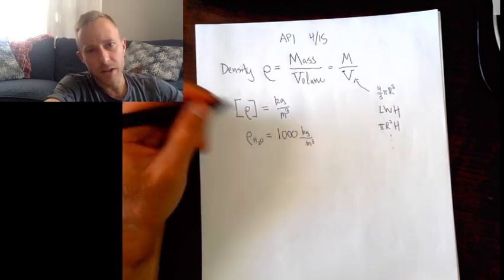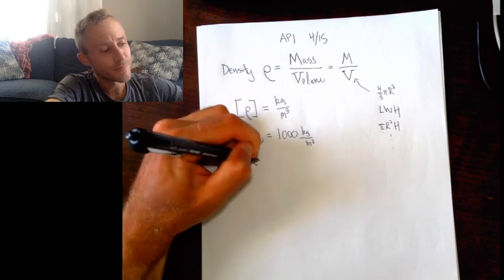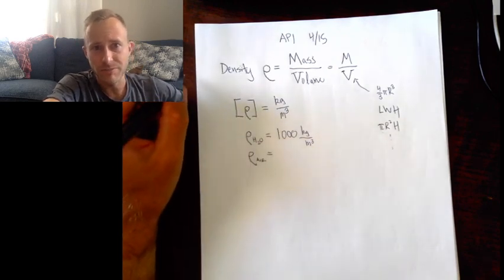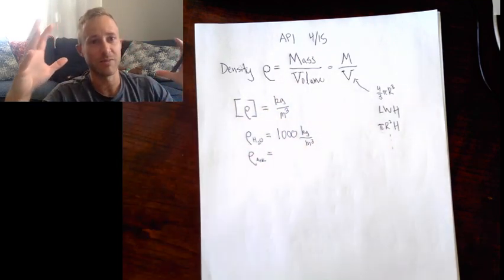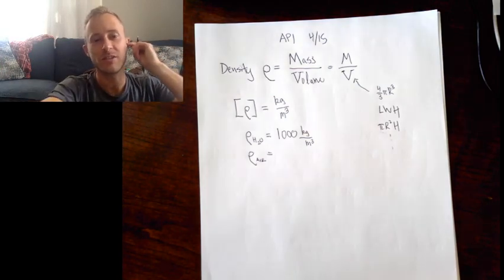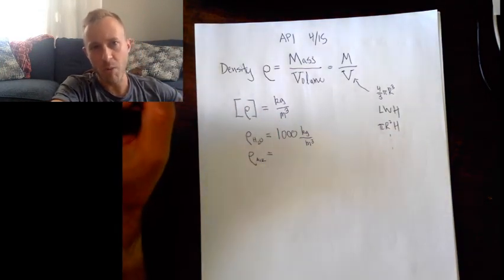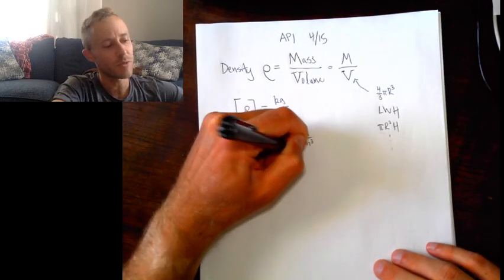Another density that I find useful is the density of air. The density of air also depends on humidity. It depends on temperature, because if the air is hot, it expands and it's less dense. But if you were to just pick a ballpark value for the density of air, it's about 1.2 kilograms per cubic meter.